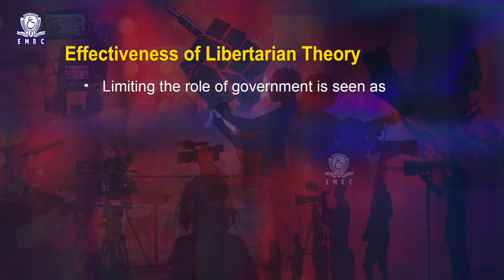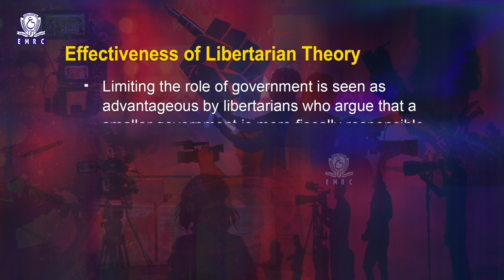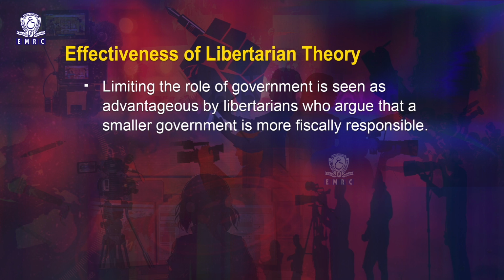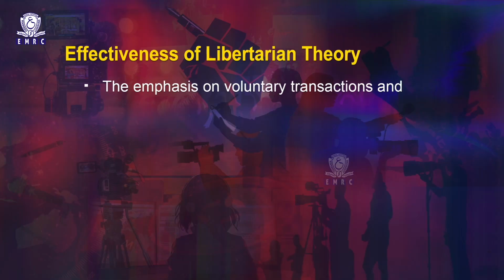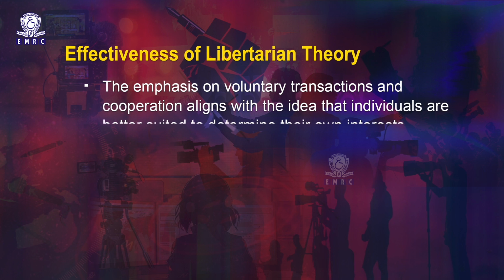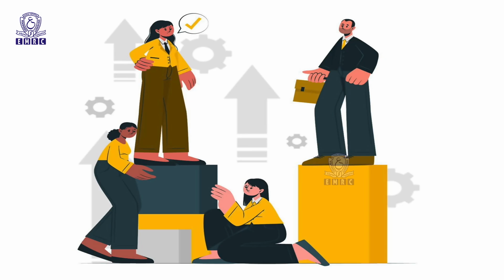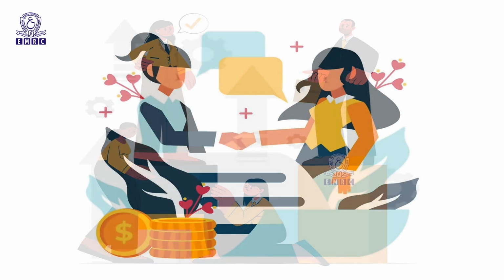Limiting the role of government is seen as advantageous by libertarians who argue that a smaller government is more fiscally responsible. The reduction of government involvement is believed to lead to lower taxes, less bureaucracy and increased efficiency. The emphasis on voluntary actions and cooperation aligns with the idea that individuals are better suited to determine their own interests. Libertarians contend that voluntary exchanges lead to mutually beneficial outcomes and allow the peaceful coexistence of diverse individuals.